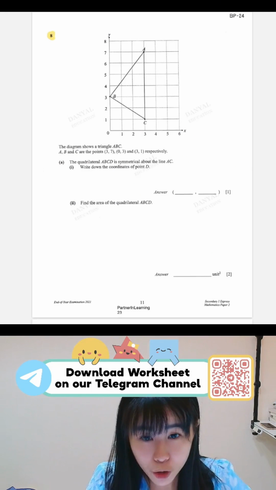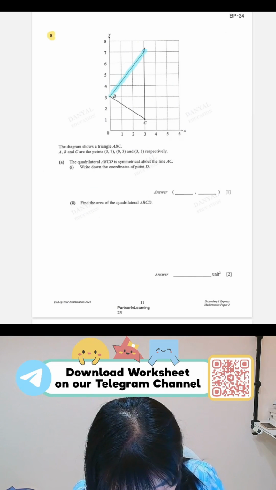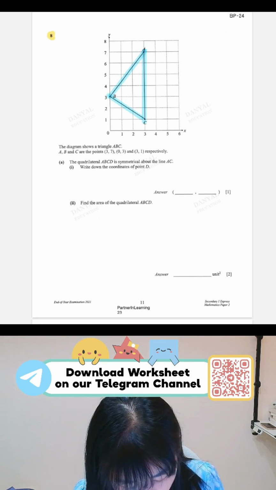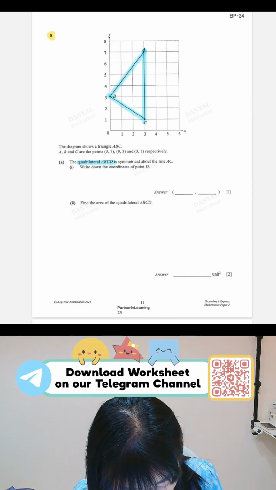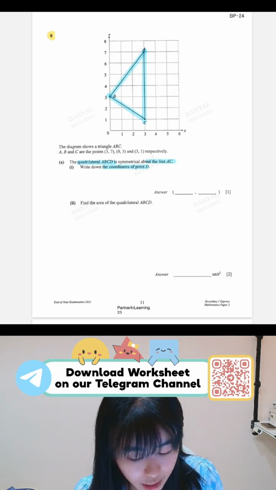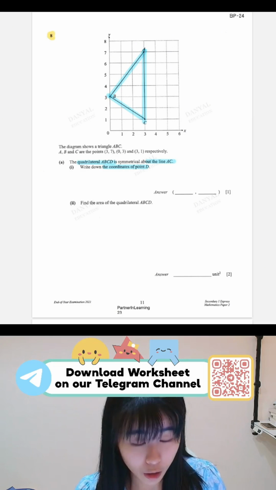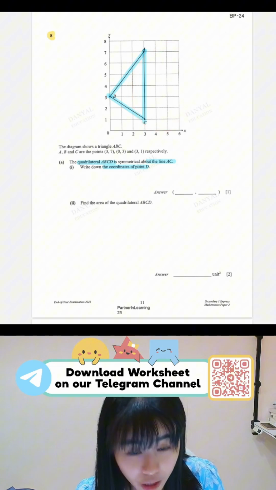The diagram shows triangle ABC. ABC are the points (3, 7), (0, 3), (3, 1), and quadrilateral ABCD is symmetrical about the line AC. Write down the coordinates of point D. Symmetrical means according to the line of symmetry, it must form the exact same on the other side. Okay, mirror image of this.